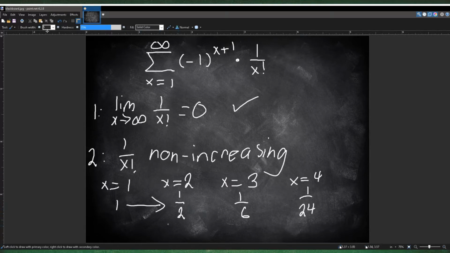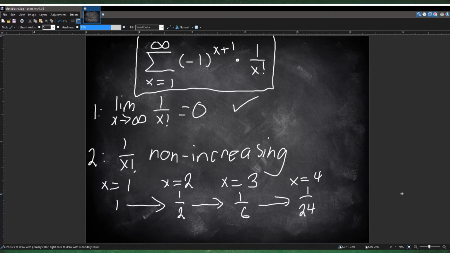1 to 1 half is decreasing. 1 half to 1/6 is decreasing. And 1/6 to 1/24 is decreasing. So since it's decreasing, we know that 1 over x factorial is not increasing, right? So this series, the summation from x equal to 1 to infinity of negative 1 to the power of x plus 1 times your function, which is 1 over x factorial, as an alternating series would be non-increasing.